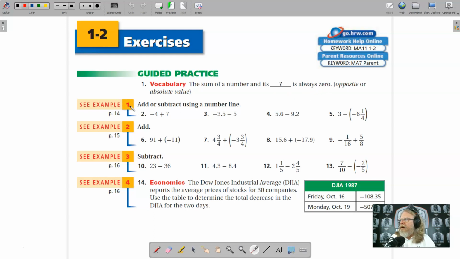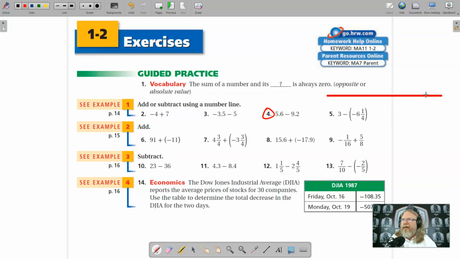In example 1 here, add or subtract using a number line. Let's go ahead and we'll do one of these. I guess we could do the decimals on a number line. It's going to be easier not using a number line, and that's not a number, that's not a line. Here we go. So let's go ahead and give this a try. Let's do number 4. So 5.6 minus 9.2.